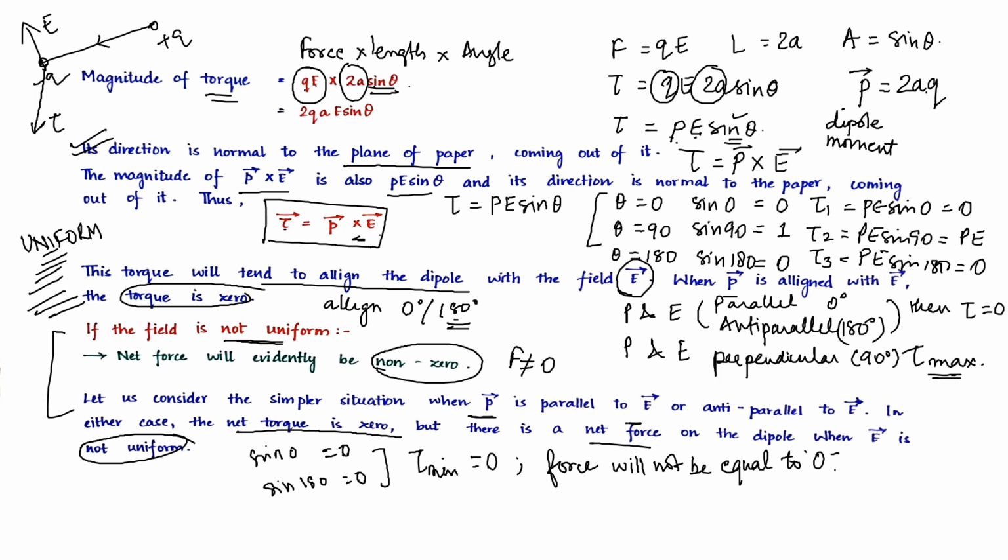How can this statement be justified? It can be justified because the field is non-uniform. Okay, so this is the dipole in uniform and non-uniform fields.